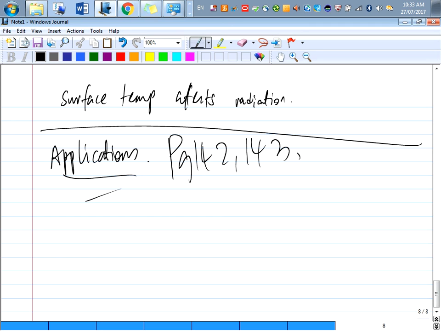Okay? Then I'm just going to skip the heat exchanger. Then we have poor conductors of heat on page 143. Your cooking utensils, we have rubber or plastic handles. Those are poor conductors of heat, so that you don't hurt your hand when you pick them up.